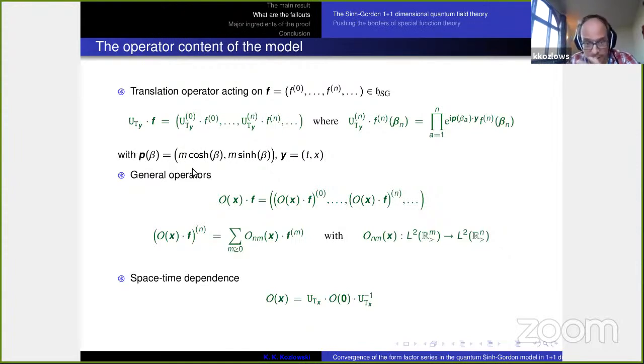So then a general operator, how will it act on a vector? Well, it would produce some zeroth component, some nth component, and so on. Say the nth component will then be just a sum of operators going from the appropriate L-square space of R^m to the L-square space of R^n. And one wants the operators to be invariant under space-time translation, which means that you can already factor out the space-time dependence of the operator by the adjoint action of the translation operator.